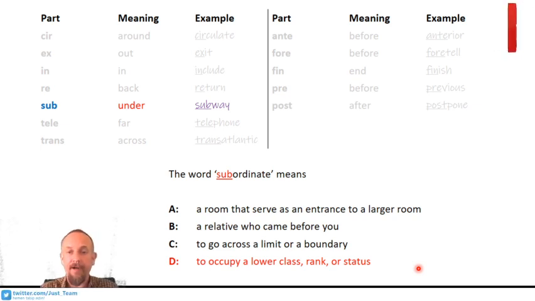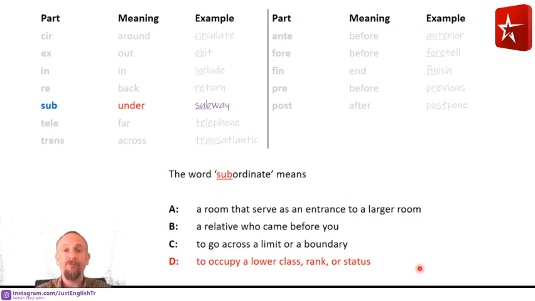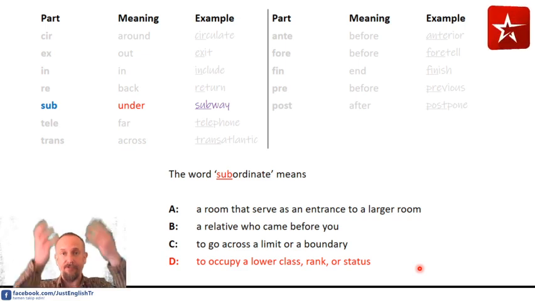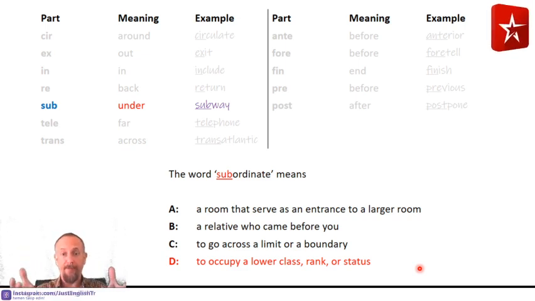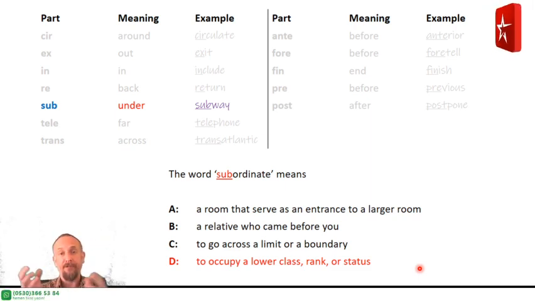It means to occupy a lower class, a subordinate. So maybe if you work in the military, or even in more formal offices, you have the manager and then you have the people below the manager, sub, meaning under. A subordinate would be the people who work for the manager, or in the army, you have the general, and then you have his subordinates, the majors and the lieutenants underneath.